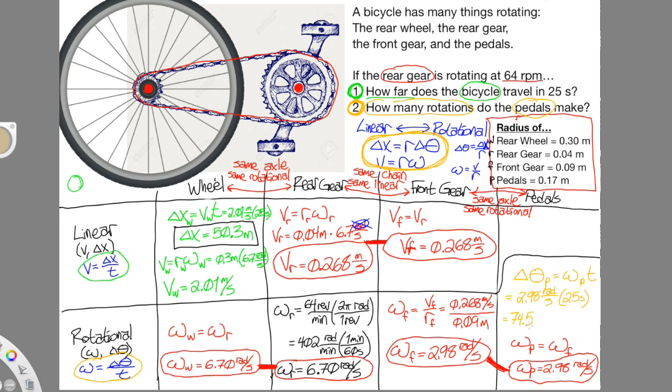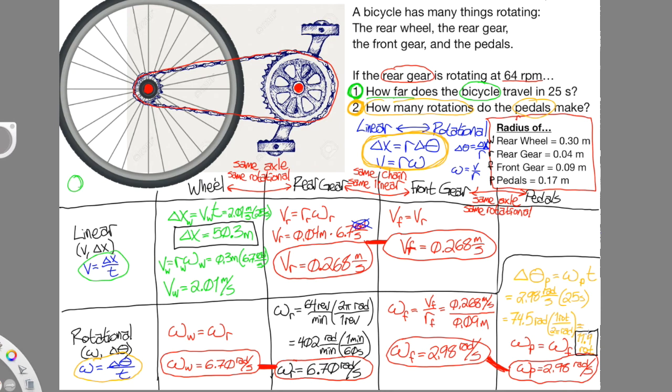But our SI unit here is radians, and we want rotations, so we're going to need to divide by 2 pi, because there are 2 pi radians in every 1 rotation. And that gives us a final answer of 11.9 rotations of the pedals over the course of this 25 seconds.